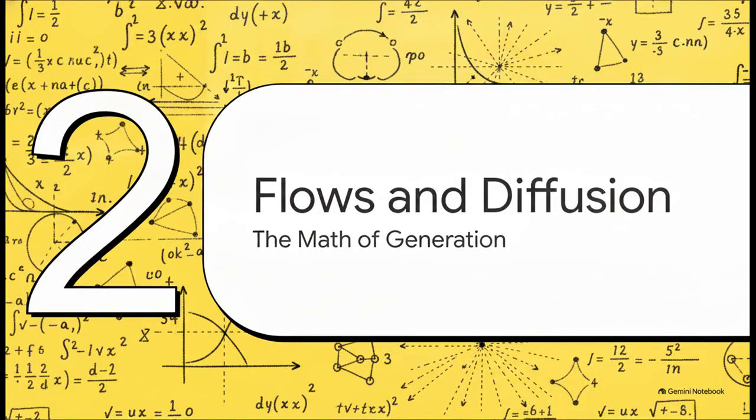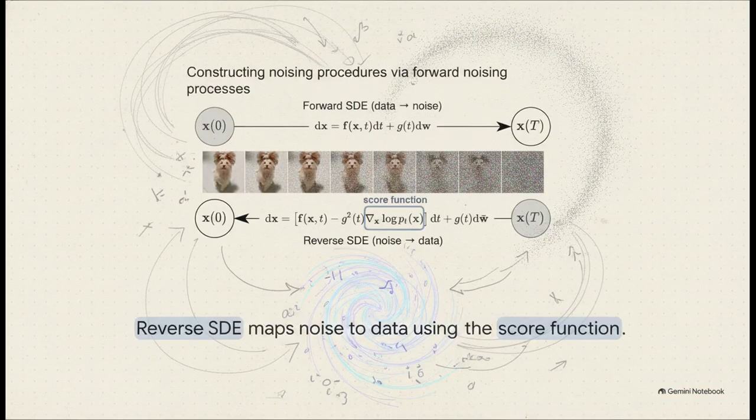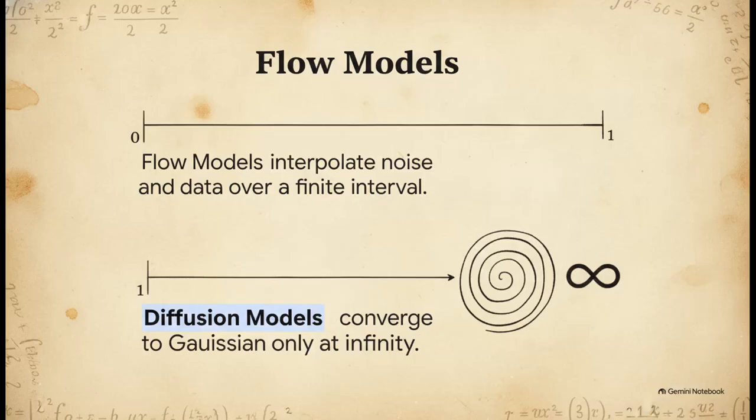Moving along to Section 2. Unpacking flows and diffusion, the math of generation. The underlying math here is grounded in some truly elegant calculus. Standard diffusion relies on stochastic differential equations, or SDEs. Basically, it gradually adds noise in a forward process. Imagine turning a crisp image of a dog into complete television static. Then, the model learns a reverse process. It uses what we call the score function as a guide to carefully step backwards, remove that noise, and flawlessly reconstruct the data.